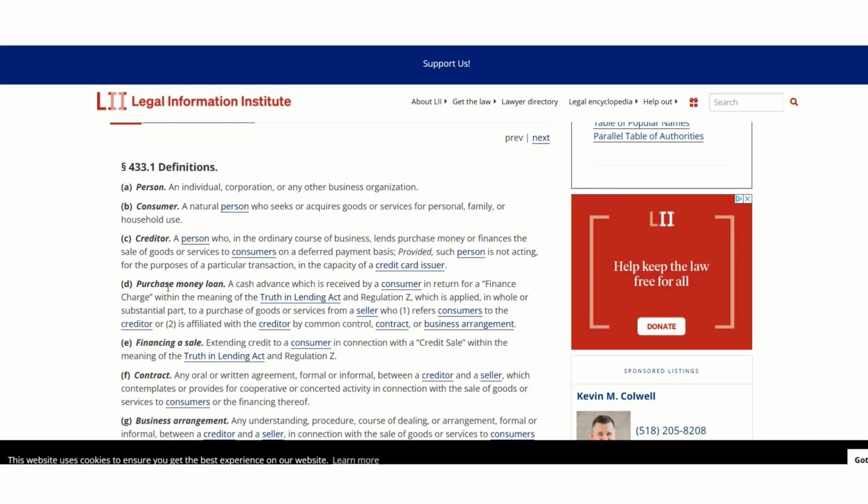So now let's look at purchase money loan: a cash advance which is received by a consumer in return for a finance charge within the meaning of the Truth in Lending Act and Regulation Z, which is applied in whole or substantial part to a purchase of goods or services from a seller, right? The key words are a cash advance which is received by a consumer. Purchase money loan. So, you know, this is what's happening in the transaction.